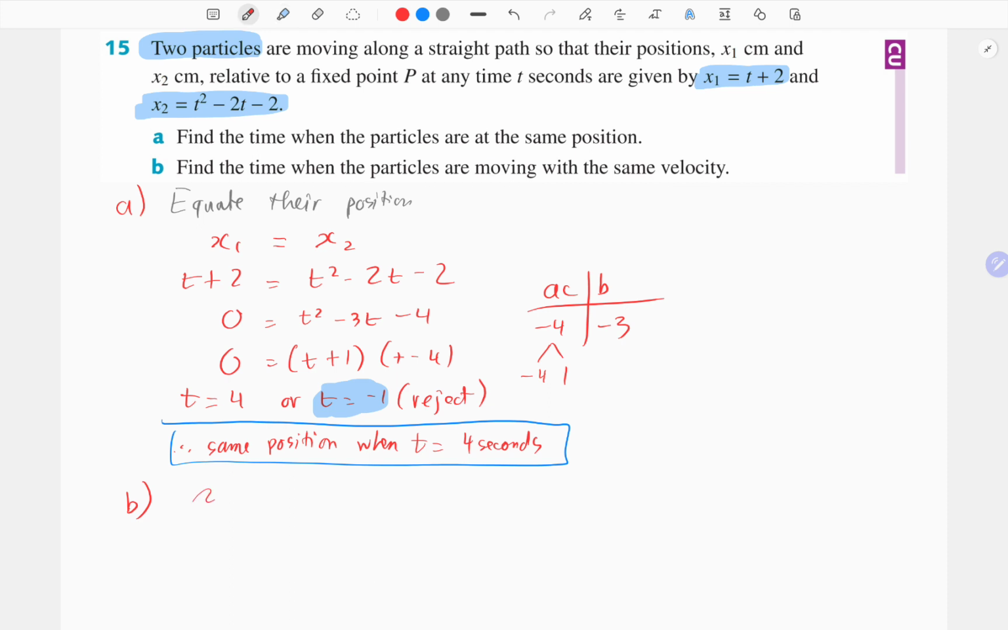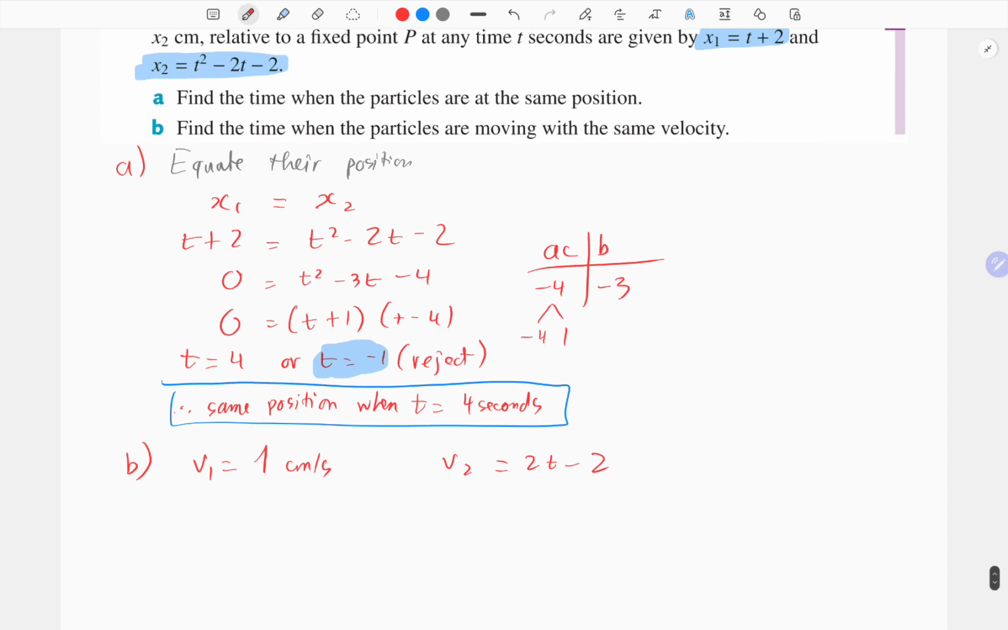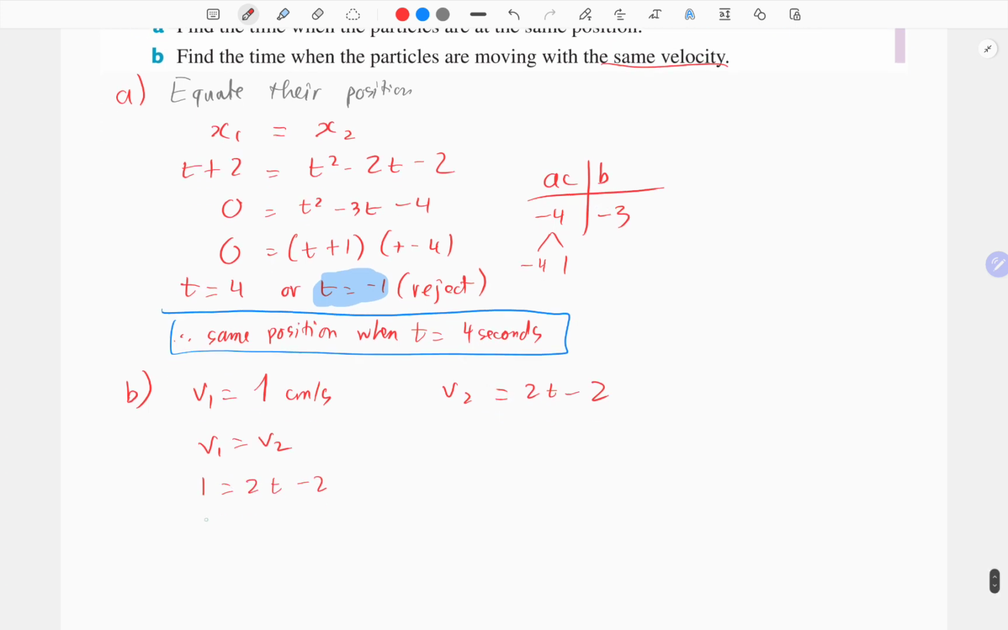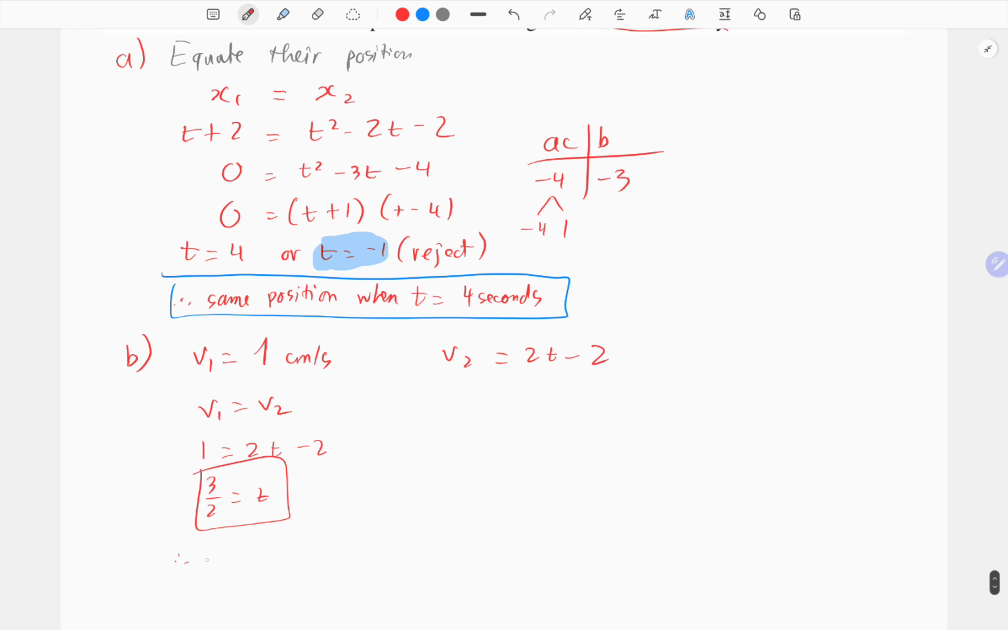Okay, so I'll do question B. Essentially the velocity v1 would be the derivative of x1, which is just the constant 1, in centimeters per second. And then v2 would be 2t minus 2. For the same velocity, just equate v1 equals v2 and find the time. So 1 equals 2t minus 2, and then t would be 3/2. So that's the time when the particles are moving with the same velocity. Just write a conclusion: same velocity when t equals 1.5 seconds.